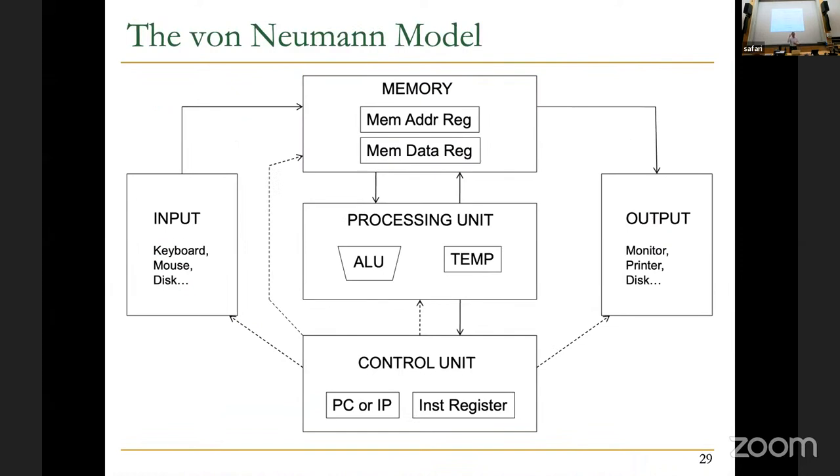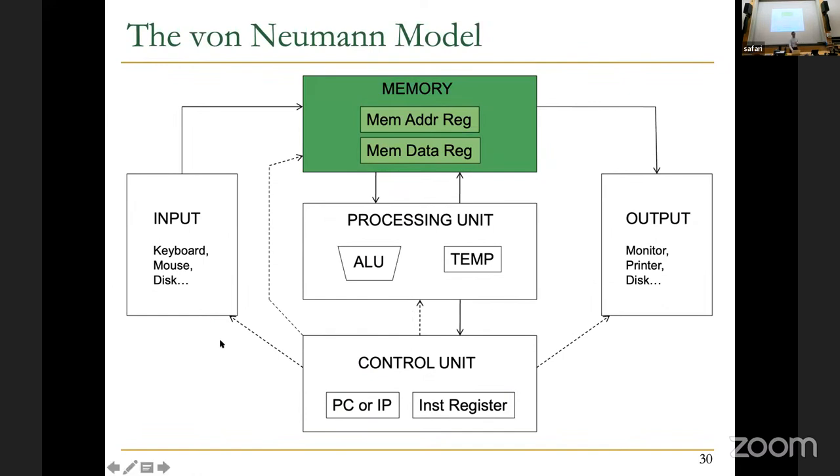So this is a pictorial view of the von Neumann model. You can see that there's memory. I'm going to go through each of these components. Memory you've already seen, except we're going to add two more things over here. We're going to add a memory address register, which is the input to memory: what's the memory address? And the memory data register, which is the output or input to memory: what's the data that you get out of memory if you are reading from memory?